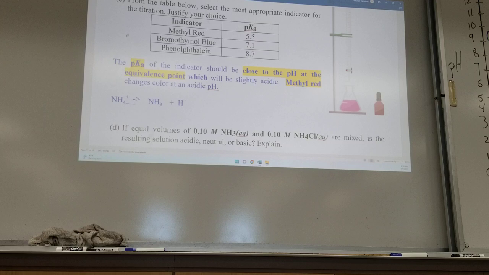If equal volumes of 0.1 molar ammonia and 0.1 molar ammonium chloride are mixed, is the resulting solution acidic, neutral, or basic? Do you add the same volume of the same concentration of a base and an acid? It's what? Wait, isn't it? Is that not a buffer? Is that a buffer? Yeah. And what's the pH of that buffer? Now that you have it memorized, what's the pH of that buffer? It's an 8.7. Yeah, give me the exact pH.